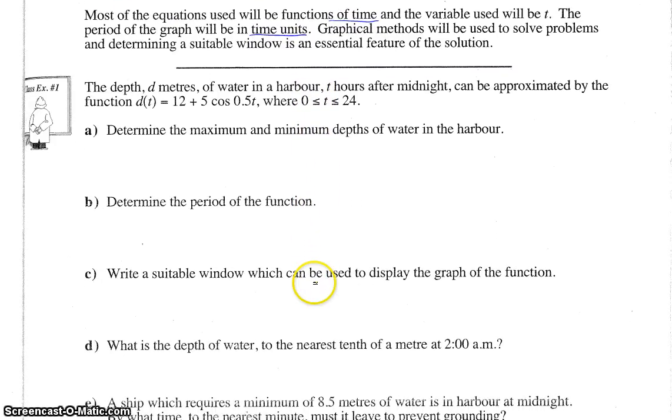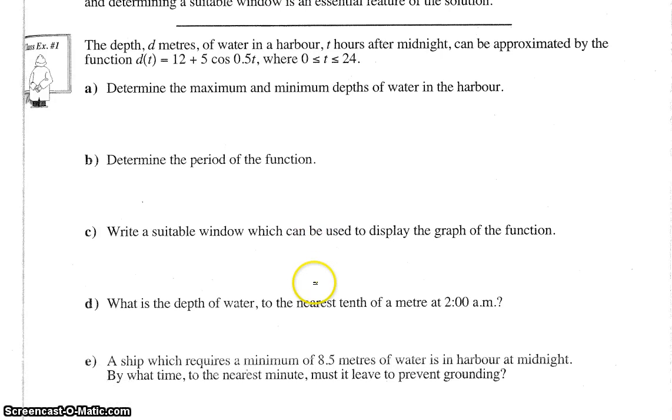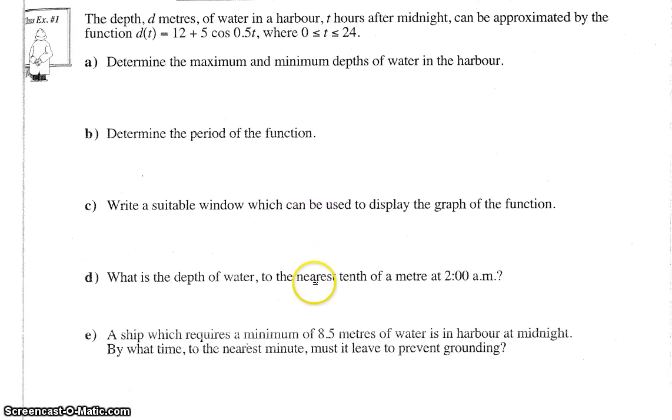The depth d meters of water in a harbor, t hours after midnight. So let's take note of what the variables represent. d is depth in meters, t is hours after midnight, and can be approximated by the function d of t. This equation is going to be important, where t is between 0 and 24. Again, that was hours, so that's 24 hours, basically 1 day.